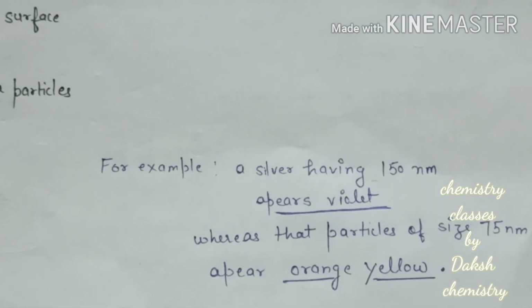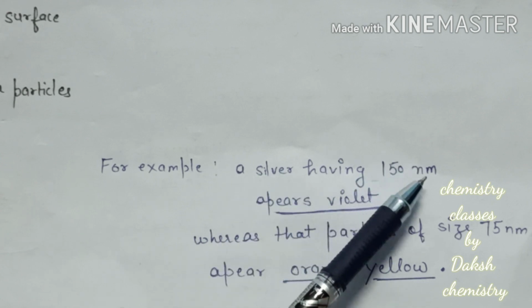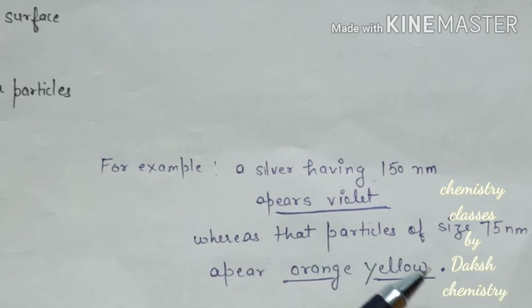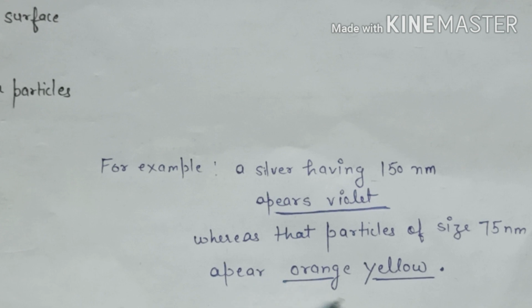Another example is silver colloidal solution having 150 nanometer size particles appears violet, whereas particles of size 75 nanometer appear orange-yellow. So the color of the colloidal solution varies with the size of the particles. Thank you.